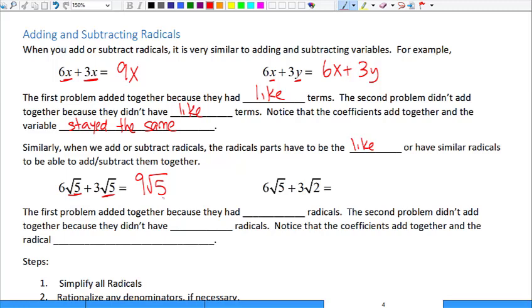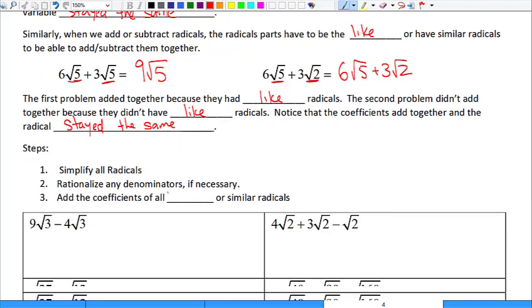But if I don't have like radicals, 6 root 5 plus 3 root 2, notice the root 5 and the root 2 are not like radicals. You cannot add those, just like you couldn't add x and y. So, to summarize, the first problem added together because they had like radicals. The second problem didn't add together because they didn't have like radicals. And remember that when the coefficients add together, the radical parts stay the same. So the radical 5 stayed radical 5, but the 3 plus 6 turned into 9.